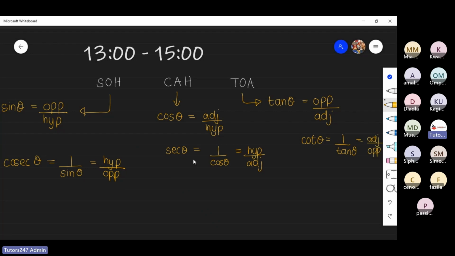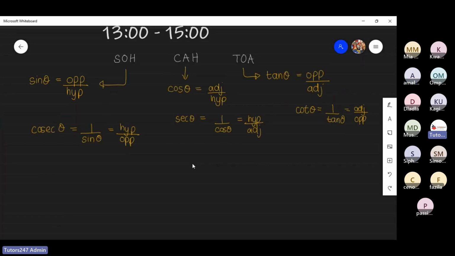So those are the 6 identities that are very important. You need to be able to remember this. I would recommend memorizing the first 3. If you are able to memorize the first 3, finding the reciprocal will be much easier. You will not struggle to find the reciprocal, okay?